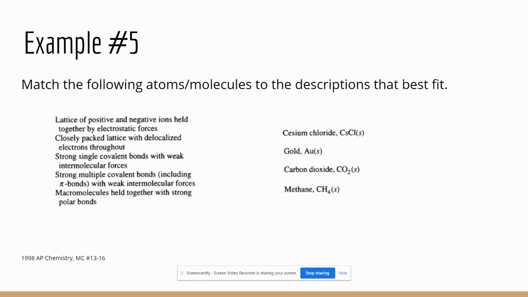All right, I'll go through these one by one. Cesium chloride, that is an ionic solid. So I'm going to look for the description of the ionic solid, which happens to be the first one, lattice of positive and negative ions held together by electrostatic forces. Gold, Au, that is a metallic solid. So that actually is the second one, closely packed lattice with delocalized electrons throughout. Carbon dioxide, that is a molecular solid.